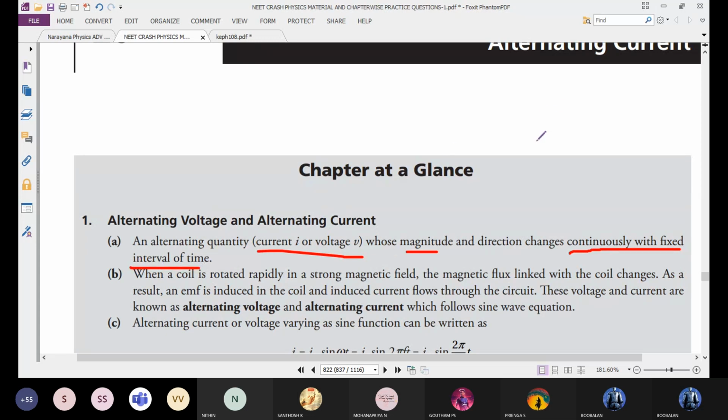So how do we represent an alternating current? It is in the sine wave. Okay, so like that we will mention. Every interval of time, it will change the direction as well as the magnitude. This is positive, this is negative, this is positive, this is negative. So direction is also changing, magnitude is also changing. So it is known as alternating current and alternating voltage.